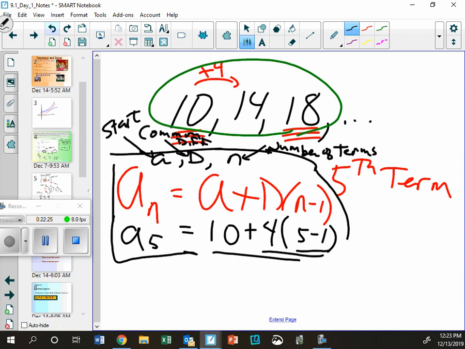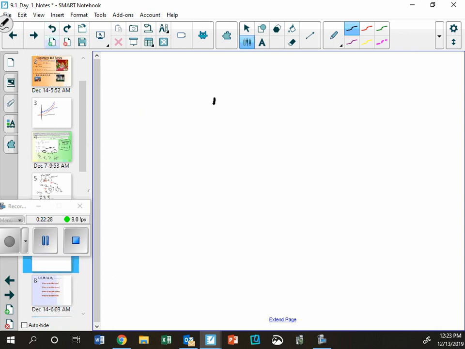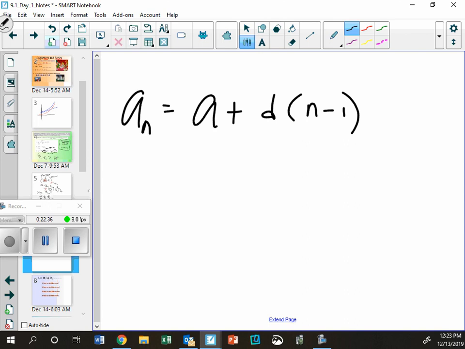All right. A plus D times n minus 1. Let's use that formula in a typical question from the test. Down the road, here's what we'd expect you to be able to do. 6, 9, 12, ... If 6 is the first term in this sequence, what's the 10th term in the sequence? What's the 10th term?